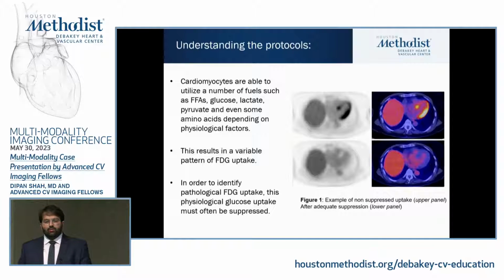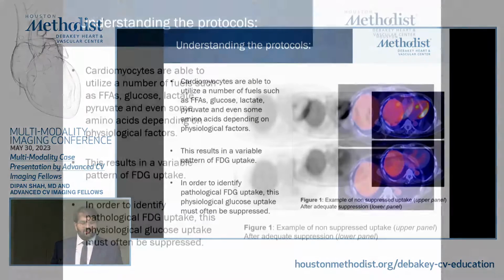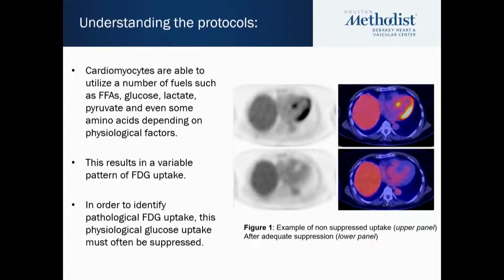I plan to get into a few cases today, demonstrating the different applications. But before we get into that, we're going to talk a little bit about how it works. Cardiac cells are very versatile. They're able to use a lot of different fuels: free fatty acids, glucose, lactate, pyruvate, depending on the metabolic circumstances. This is a good thing and a bad thing because from the perspective of imaging, especially PET imaging, this can confound images if you have uptake in the heart that is physiological.